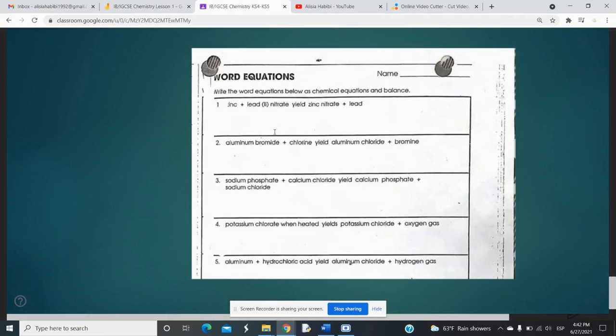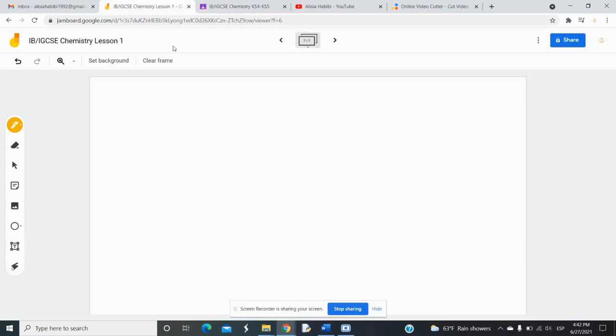And so I have a few examples here. We will do the first 3, and then you can practice doing 4 and 5. So the first one is zinc plus lead(II) nitrate, and it says yield zinc nitrate and lead. Whenever you hear that keyword of yield, it means it gives.